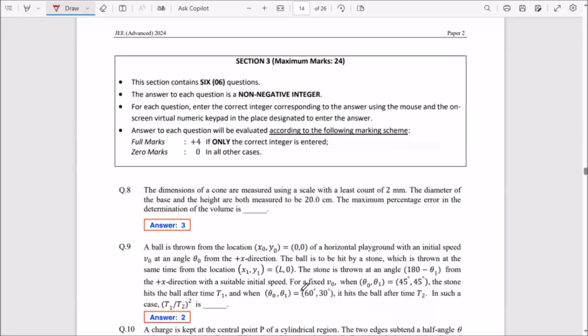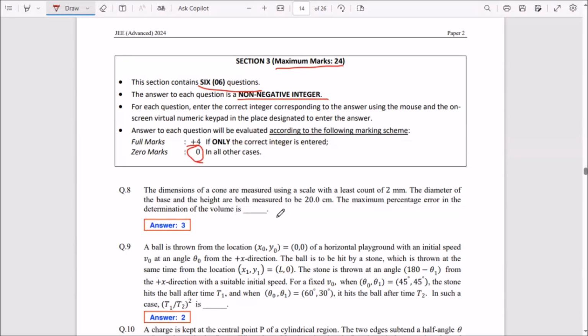Next, section 3. Dear students, this section carries maximum marks of 24 and this section contains 6 questions. The answer to each question is a non-negative integer. For each question, enter the correct integer corresponding to the answer using the mouse and the on-screen virtual numeric keypad in the place designated to enter the answer. Answer to each question will be evaluated according to the following marking scheme. You will get +4 if only the correct integer is entered. In all other cases, that means if you enter wrong answer, wrong digit, doesn't matter, you will not get any marks. There is no negative marking for this section. Let us see the questions.